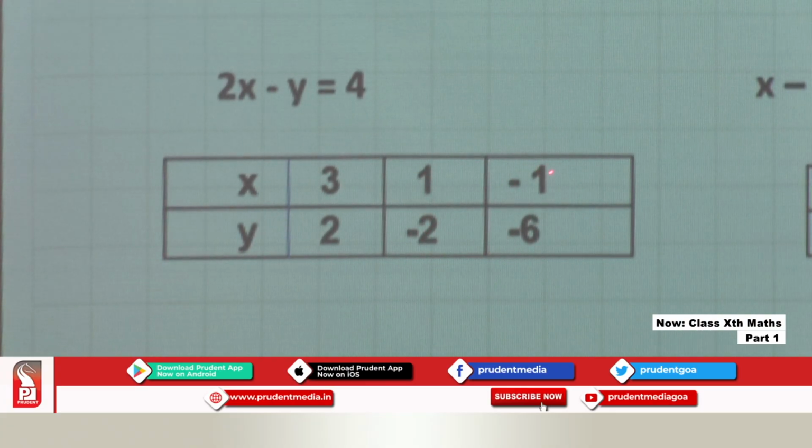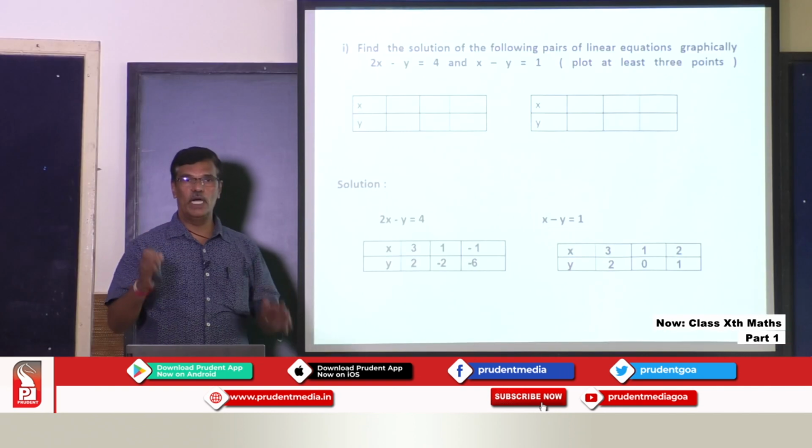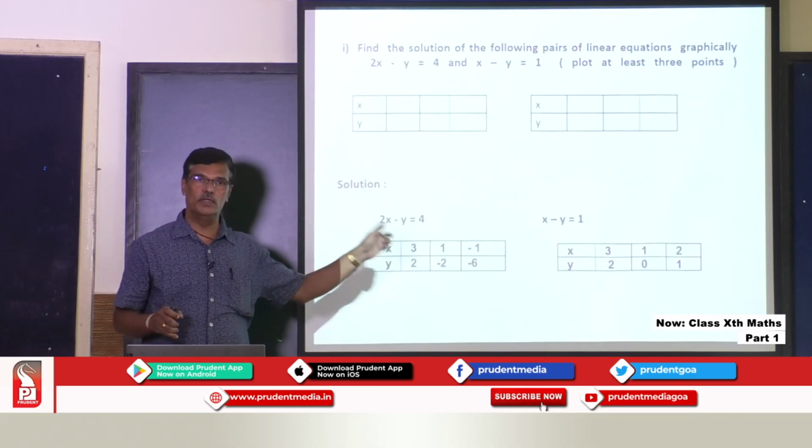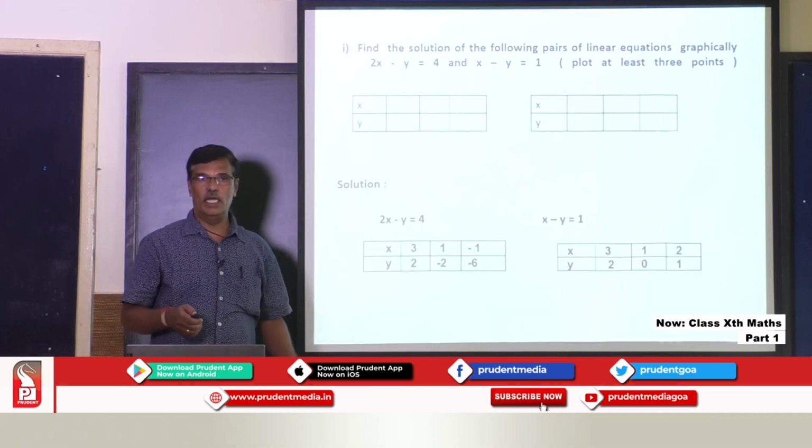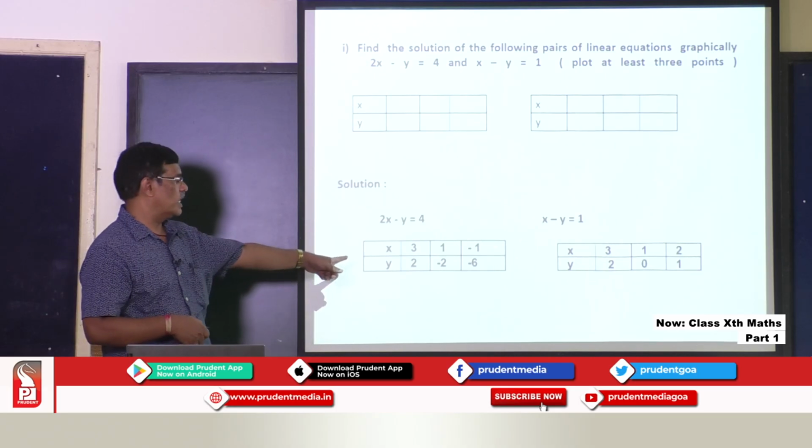The next one, what I have done is value of x I have taken -1. So -1 into 2 is -2. Now value of y I have taken -6. So -6 multiplied by minus is +6. So -2 plus 6 is +4. So when I substitute all these values in the given equation here, my equation is getting balanced. So once your equation is getting balanced with the values that are given to you, then your values are correct.